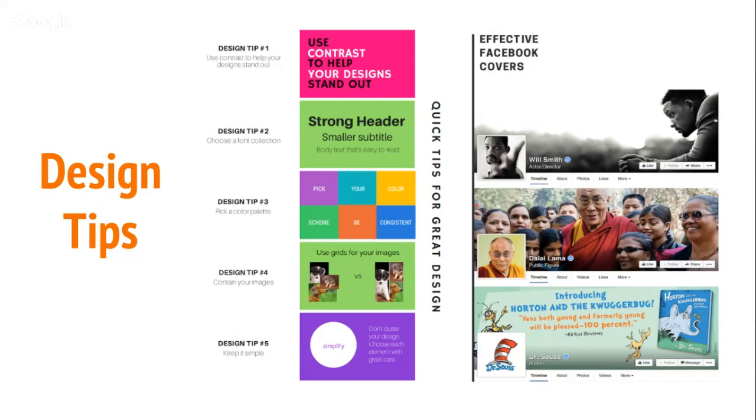Now, if we had clicked on the other assignment, which was the historical figure fan page, these are the design tips that were included in that. The final product was supposed to look like an effective social media cover or fan page, and they gave samples of those using Dr. Seuss, the Dalai Lama, and Will Smith to give an idea so that students have something to compare to, how do their images need to be aligned, and so forth.